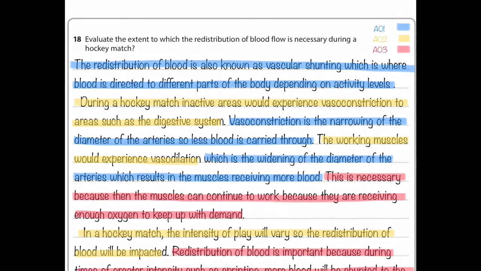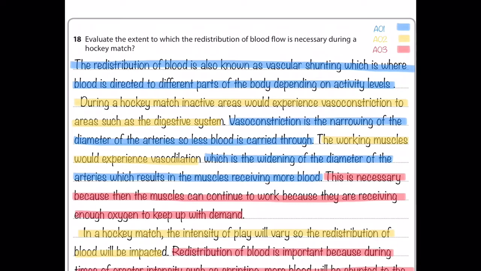Blue is AO1, yellow is AO2, and red is AO3. AO1 is simply just stating your knowledge, so defining something. AO2 is more explaining something or giving an example, and AO3 is your evaluation, so saying like a positive or a negative or something along those lines.